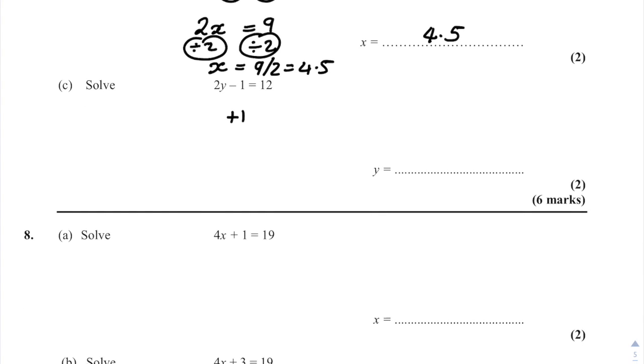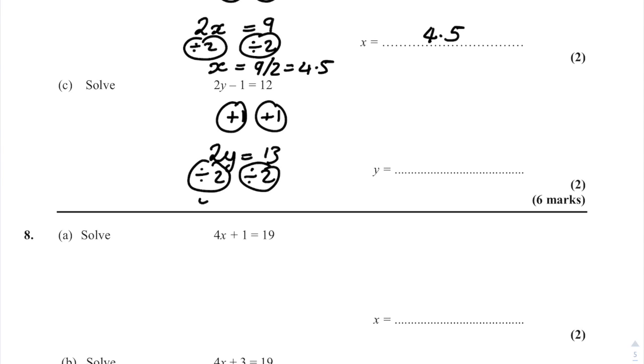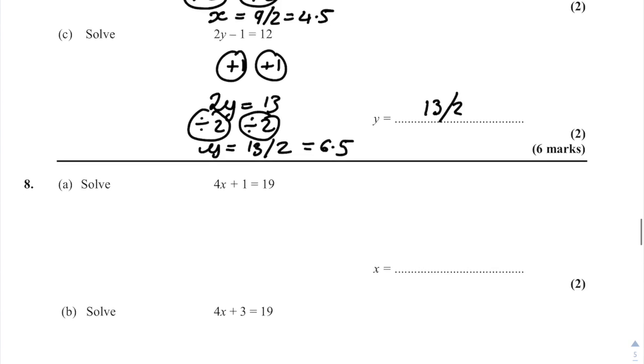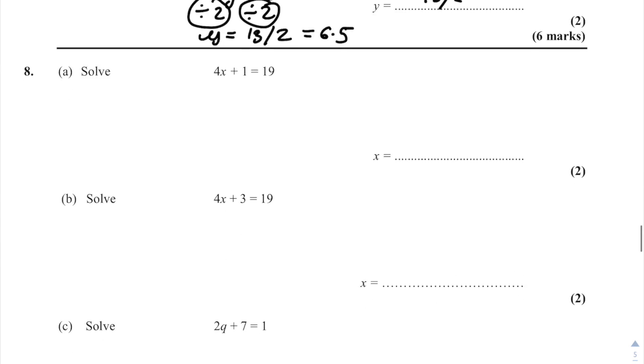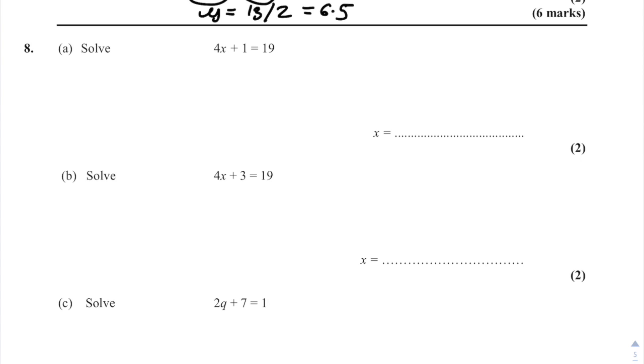So next we've got solve 2y plus 1 equals 12. So we add 1 to both sides, just like so. So we've got 2y equals 13, divided by 2 on both sides. So we've got y equals 13 divided by 2. So you can just leave it like that if you want, or you could write equals 6.5. Either answer is fine.